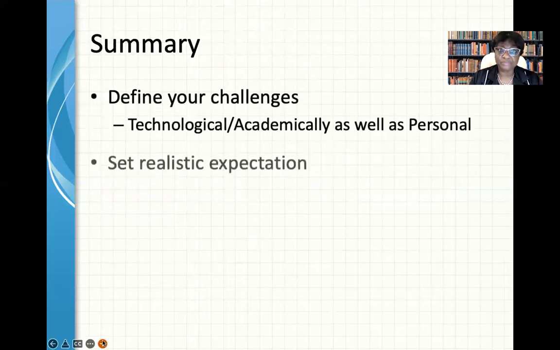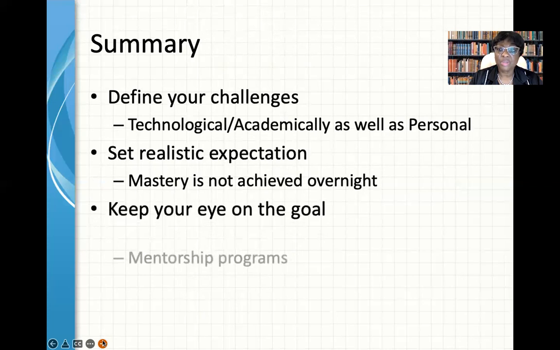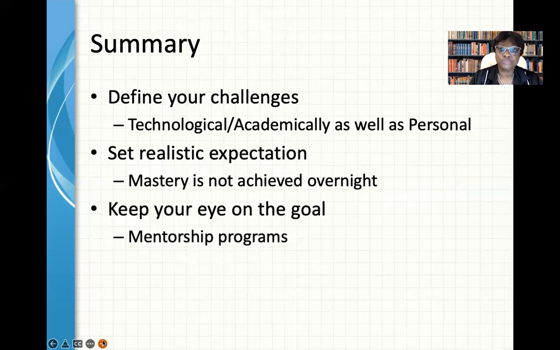In summary, I want you to know that technologically, academically, as well as personal, you must define your challenges. You must set realistic expectation in your research and what you want to do. Because mastery is not achieved overnight. It's learned through education, through studies, through reading. And then, very important, you keep your eye on the goal.